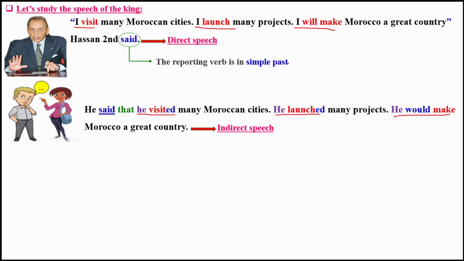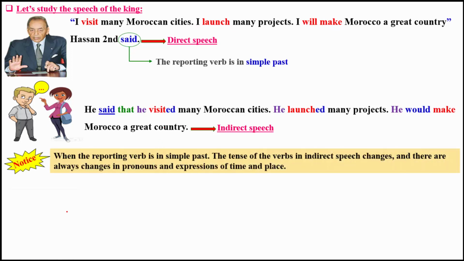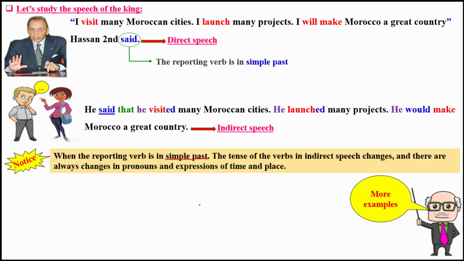It's because the reporting verb over here is in simple past. We have "said." When the reporting verb is in simple present, there are no changes. But you have to notice that when the reporting verb is in simple past, the tense of the verbs in indirect speech changes. And there are always changes in pronouns and also time and place expressions. Now let me give you some examples so you can understand better. Take a look at these examples.